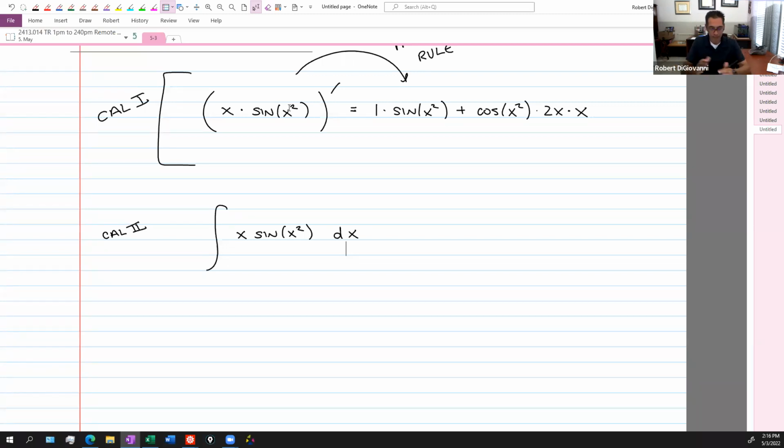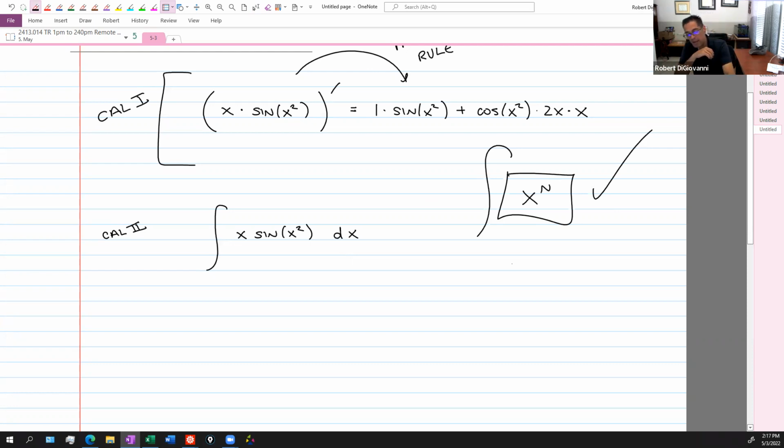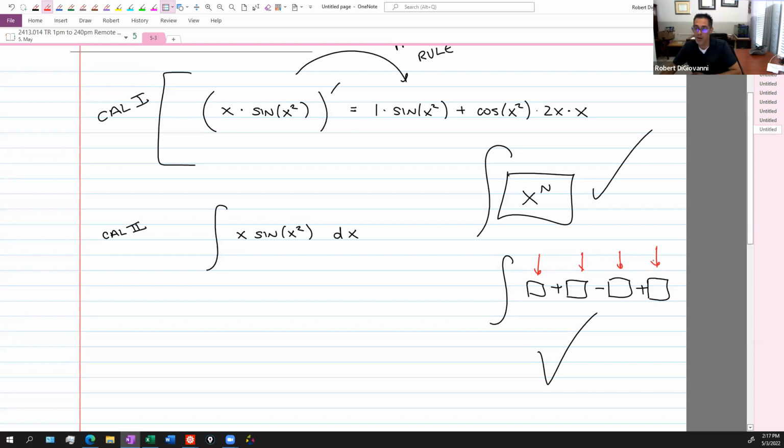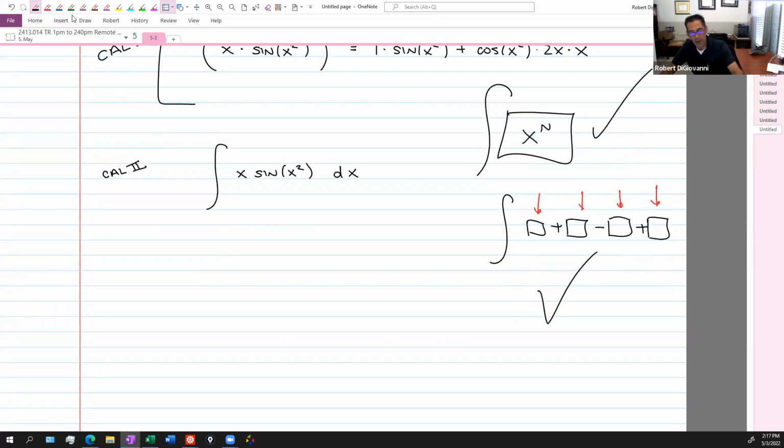All right. You ready to see this? Right now, the only thing we can handle is if we have x to a power, right? We can do the integral of that. If we have an integral where we have something plus something minus something plus, doesn't matter, we can handle that because we can break it up. But now what we have are two things being multiplied, and we're trying to find the antiderivative.